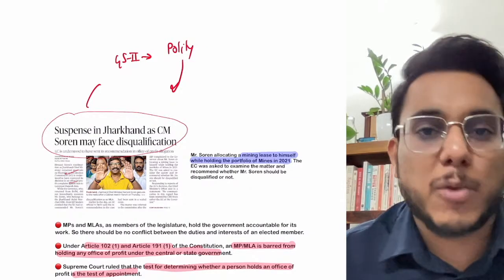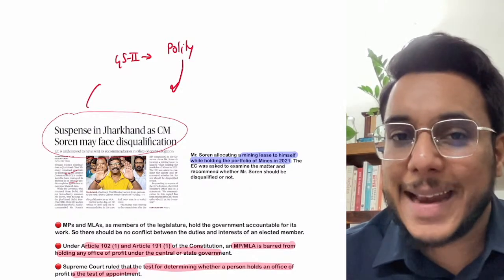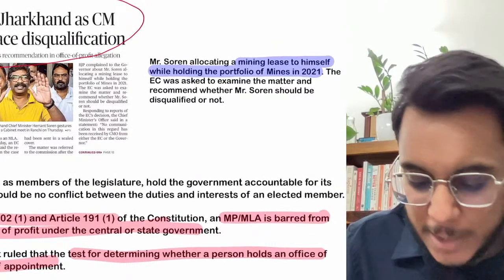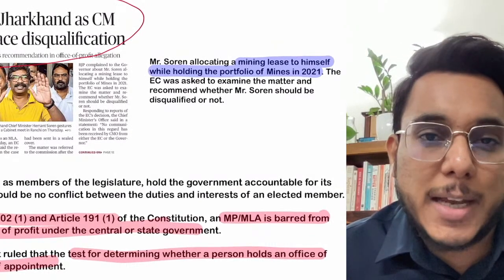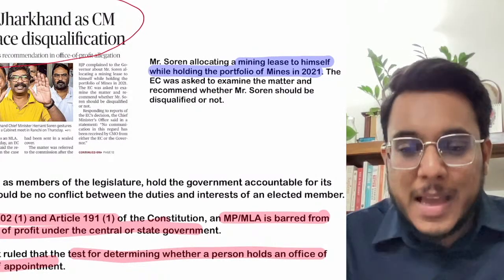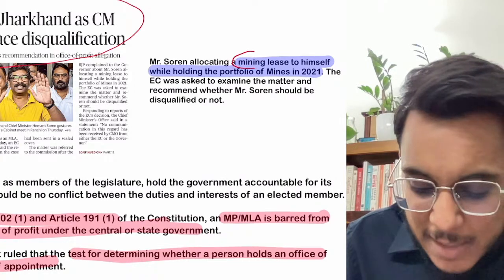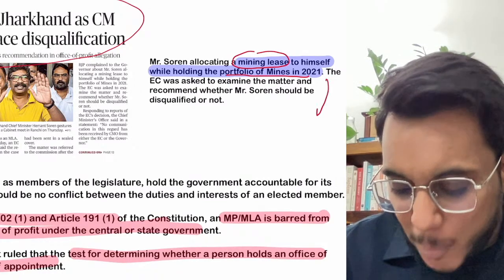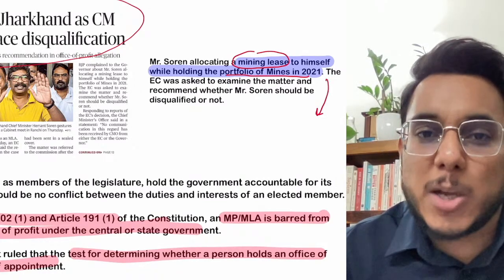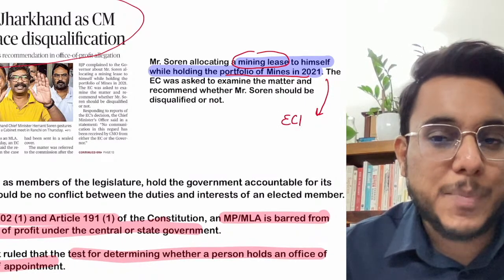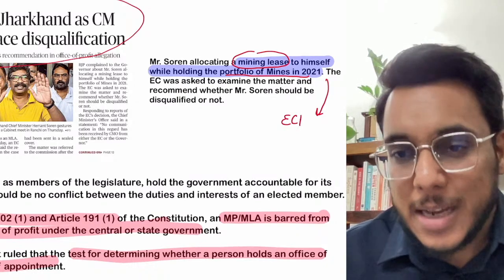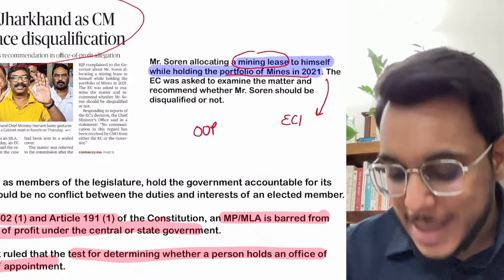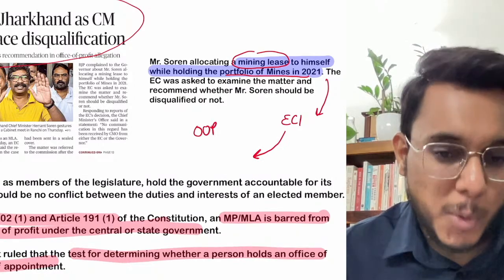So guys, first of all, let's understand what has happened, and then we'll understand what are the academic issues coming in this article. Basically, the Chief Minister of Jharkhand, Mr. Soren, was alleged by opposition political parties to have given himself a mining lease when he was holding the portfolio of mines in 2021. After that, this matter was referred to the Election Commission of India, to study whether Mr. Soren could be charged with having violated the conditions of the Office of Profit or not. Now the Election Commission of India is submitting its report. Is it clear or not?